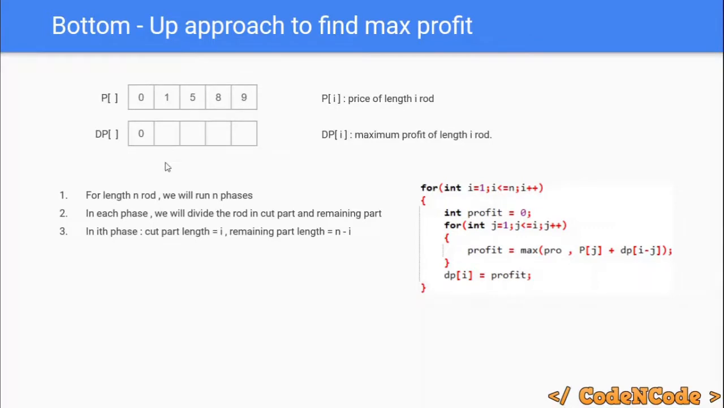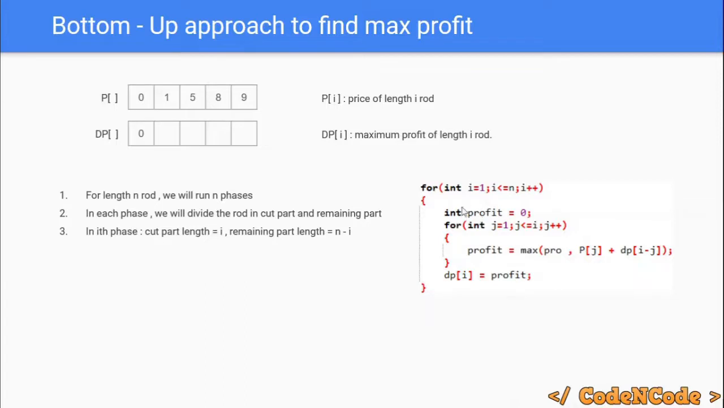So since we need to find dp, we need to find the maximum profit of each length from 1 to n. So I'm running n phases for n length, length 1, length 2, length 3 and so on. Since we need to build the solution up to n, we would start from 1. For each length we'll be calculating the maximum profit. So for ith length, profit would finally hold the maximum profit you can achieve for length i rod. Since we need to calculate till n, that is why we are running a loop from 1 to n.